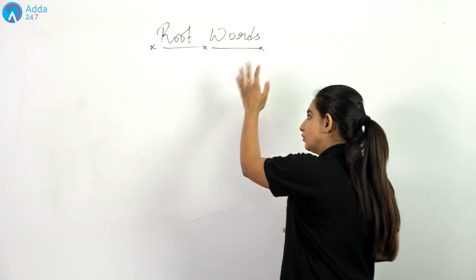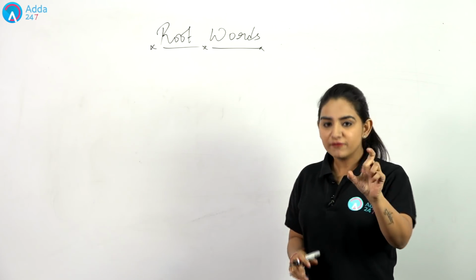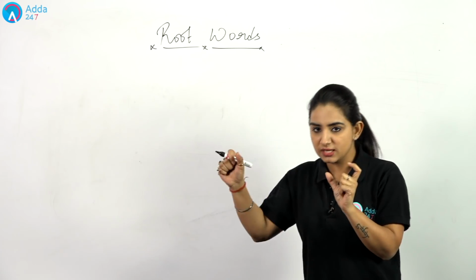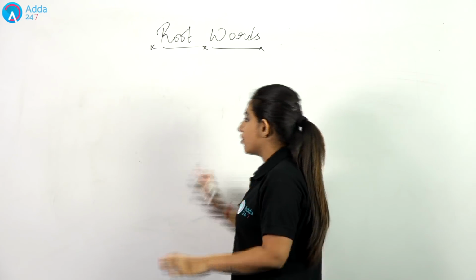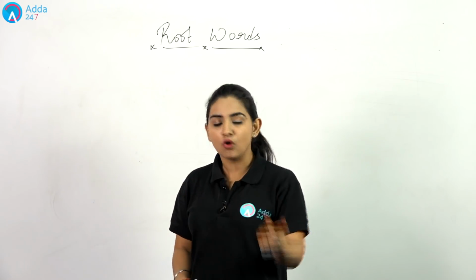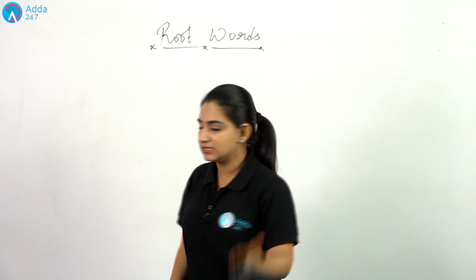So when we talk about root words, you very well know we have a word. A root word can be in the beginning, it can be at last, it can be in the middle of the word, right? So this is very important while learning vocabulary and of course to develop your vocabulary skills.